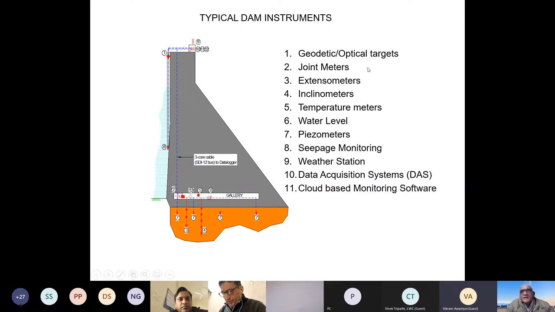Then we use extensometers here. An extensometer is an instrument which is mounted in the dam like this.